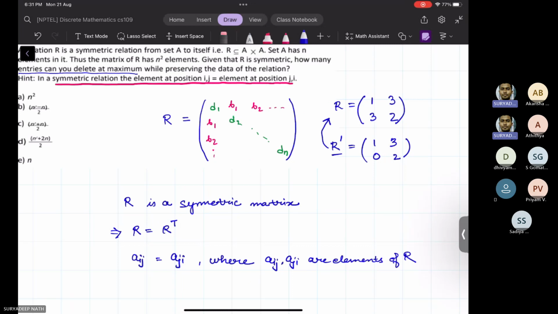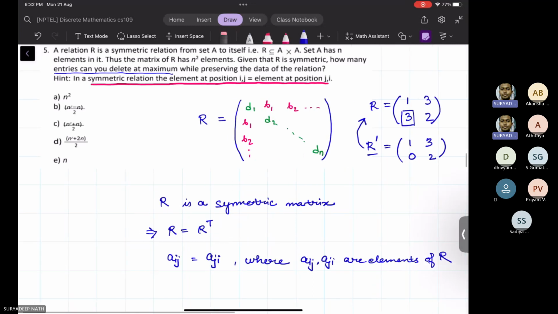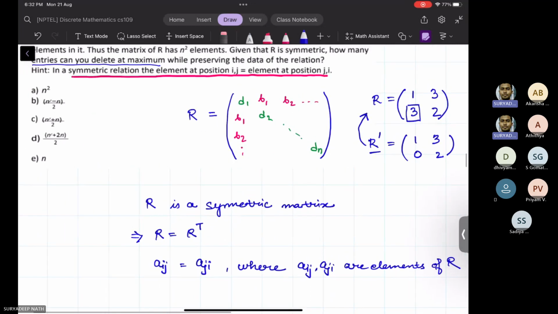So now can you tell me, they are asking how many such elements can we remove? Here I have removed this 3, and still I can construct back the same matrix. So can anyone tell me how many elements we have to remove?